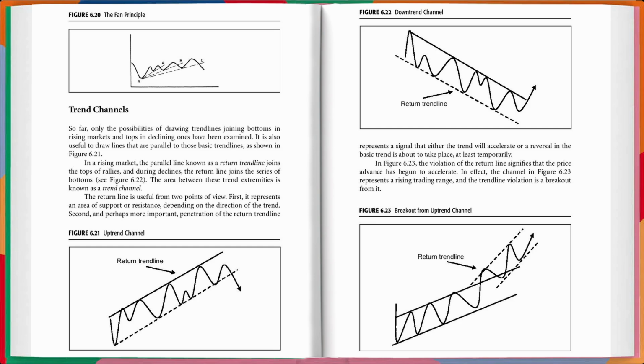The return line is useful from two points of view. First, it represents an area of support or resistance, depending on the direction of the trend. Second, and perhaps more important, penetration of the return trend line represents a signal that either the trend will accelerate or a reversal in the basic trend is about to take place, at least temporarily. In Figure 6.23, the violation of the return line signifies that the price advance has begun to accelerate.